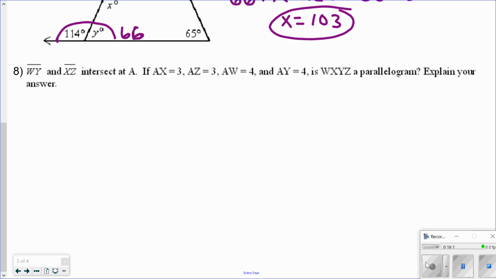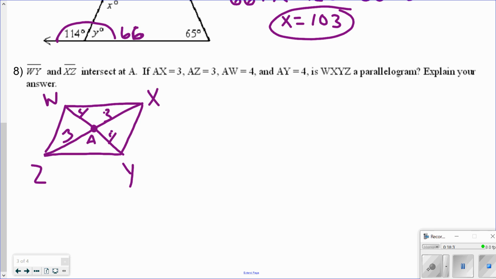Number 8, segment WY and segment XZ intersect at A. If AX is equal to 3, AZ is equal to 3, AW is equal to 4, and AY is equal to 4, is WXYZ a parallelogram? Explain your answer. There's no diagram here, so I'm a visual person. I need to see what I'm working with, so I'm going to sketch out this parallelogram.